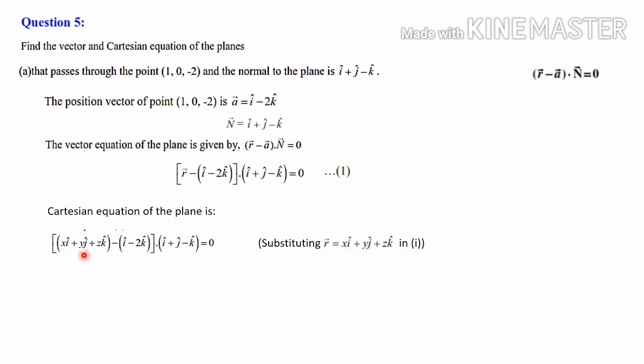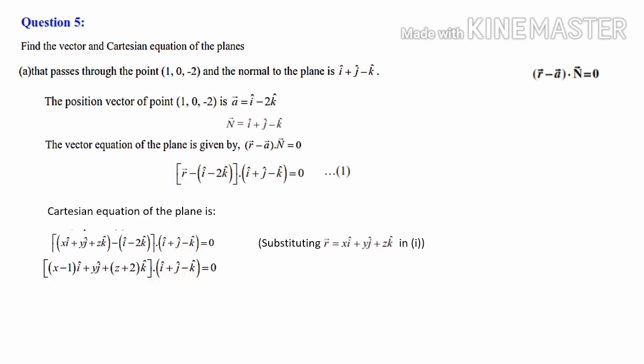Then a little bit of calculation inside the bracket. Here xi, here minus i. When we take i cap outside, (x - 1) i cap plus y j cap, but here there is no j cap, so y j cap remains the same, plus z k cap and here minus 2 k cap. The minus sign comes inside, minus into minus plus 2, so (z + 2) k cap, dot (i cap + j cap - k cap) is equal to 0. So we have to find the dot product of these two vectors.